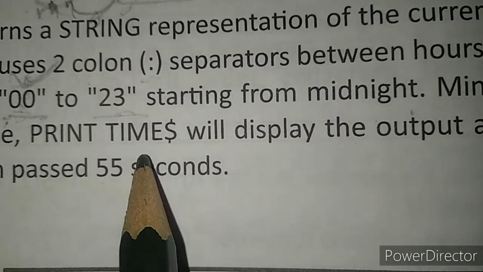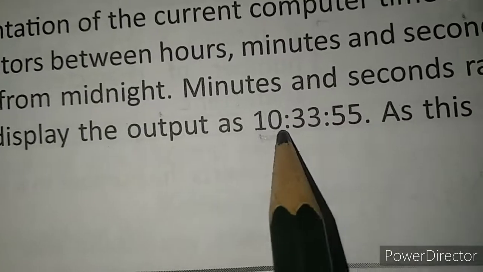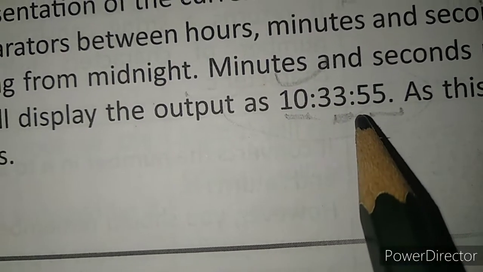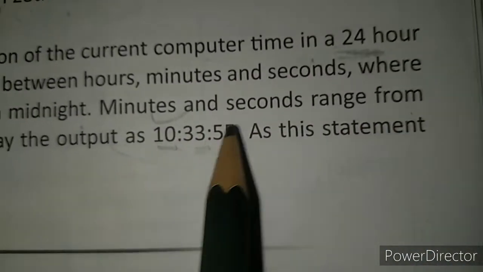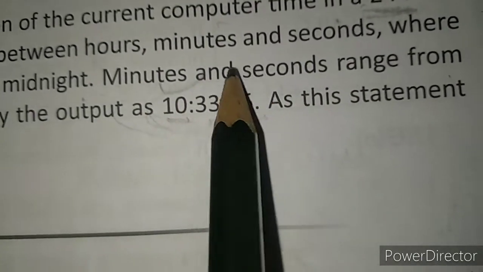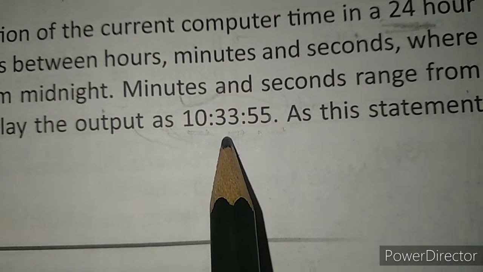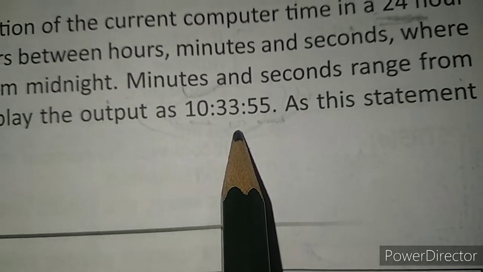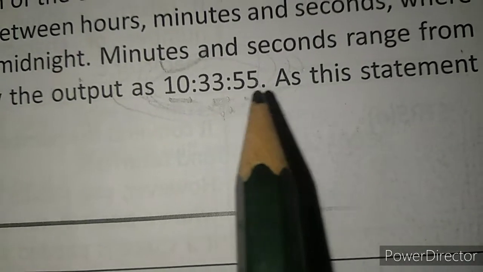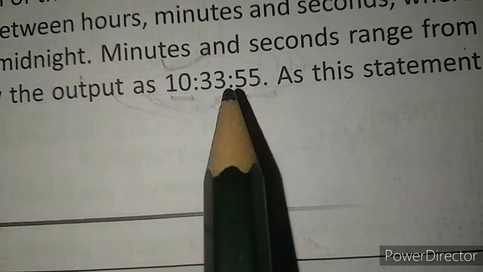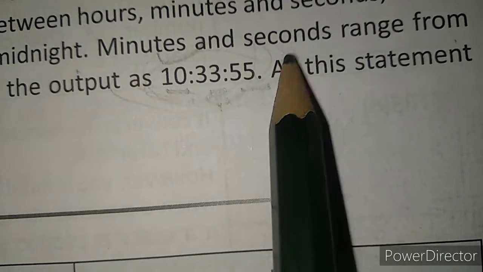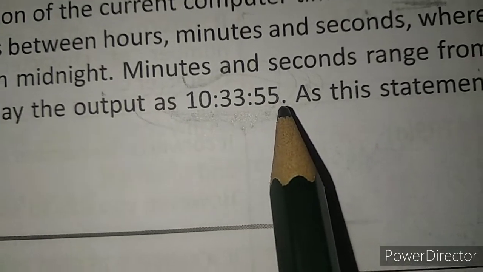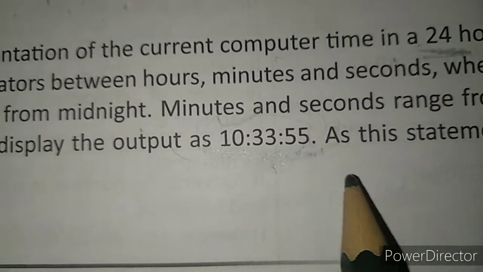For example, print TIME$ will display the output 10:33:55. This is the format. Here 10 represents the hour, 33 represents the minutes, and 55 represents the seconds. This is the system time. You should always keep in mind that this will display the time which is in your computer. If the clock of the computer is set correctly, then the correct time will be shown. Otherwise, it will show the time according to the computer system.